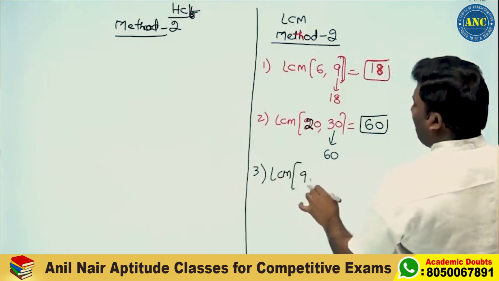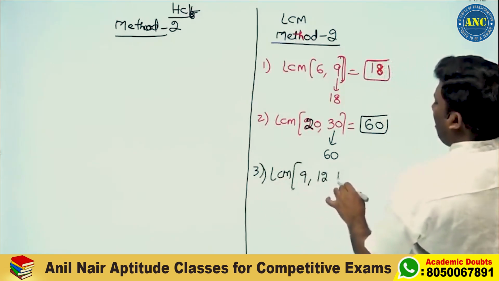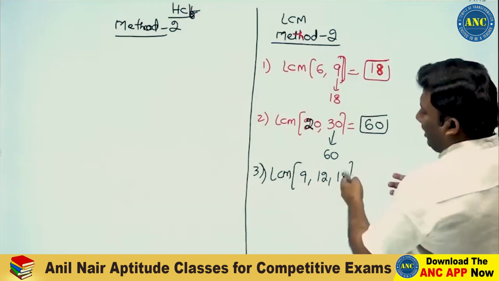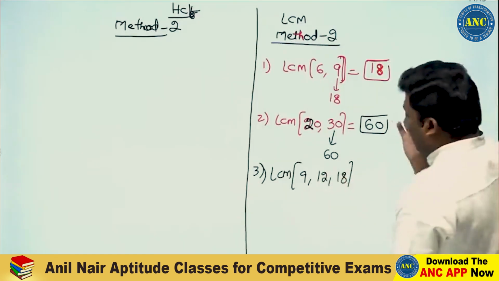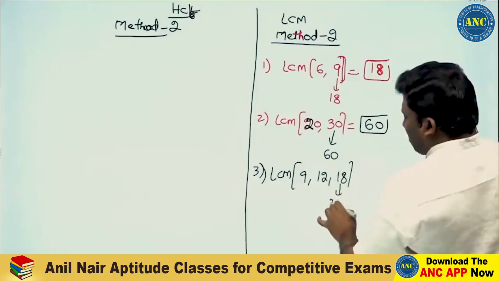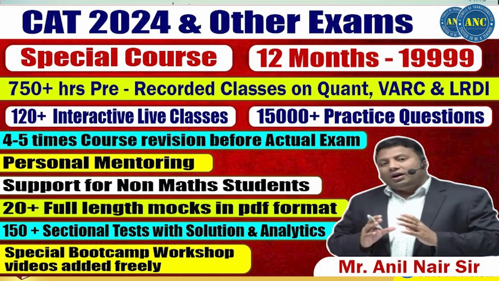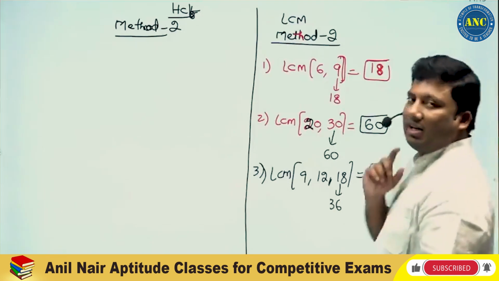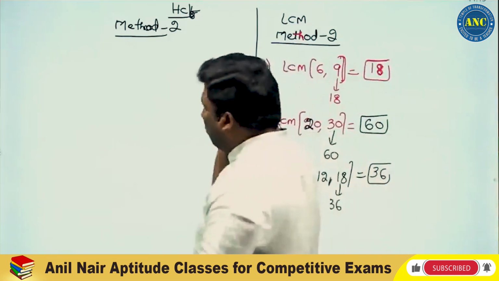One time if you listen, that is enough. 9, 12 and 18. 18 should be a multiple of 9 and 12. No. Go to the next multiple, 36. 36 is 9 4s, 12 3s. It is 36. This is what we did in LCM method number 2.